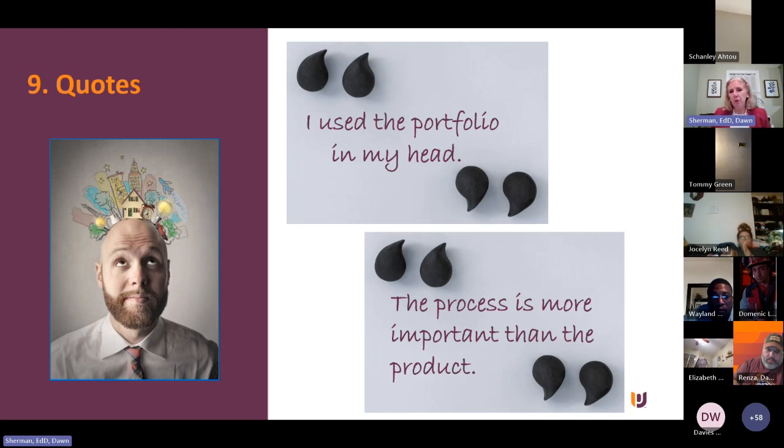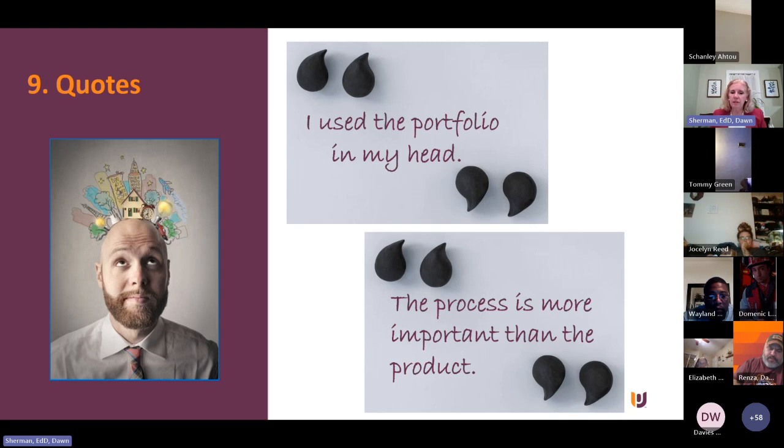She said, I knew my portfolio so well. I knew what items I put in there. I knew why I put them in. I knew the skill sets that they represented. So every question that they asked me, I could think back to my portfolio and say, what example do I have that I can talk to them about? So I'll never forget that when she said, I used the portfolio in my head, because she had memorized her portfolio to that extent.